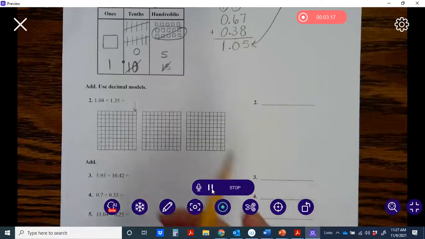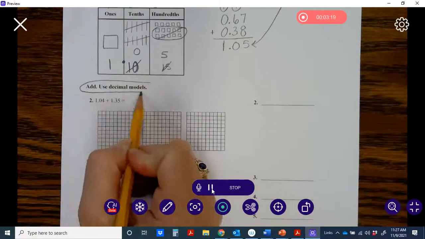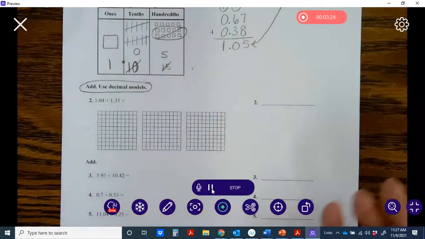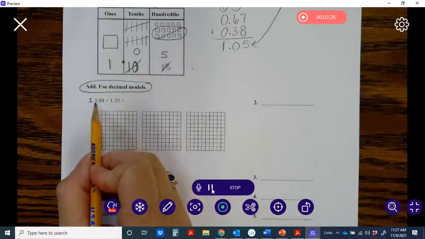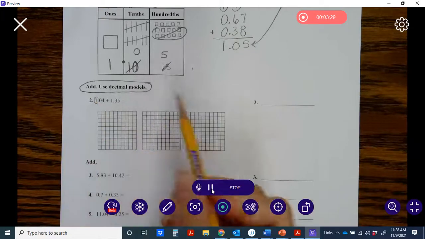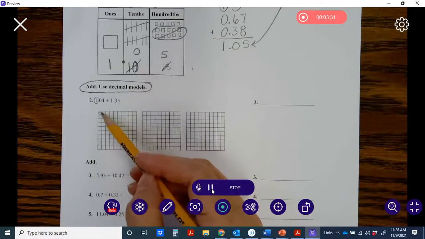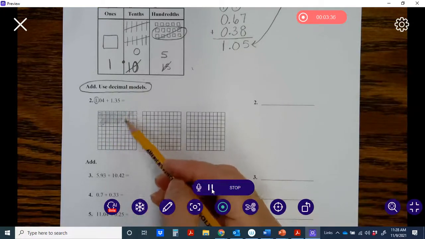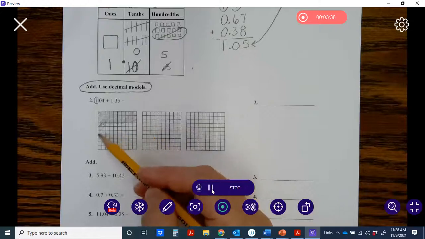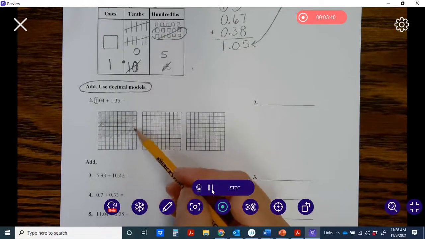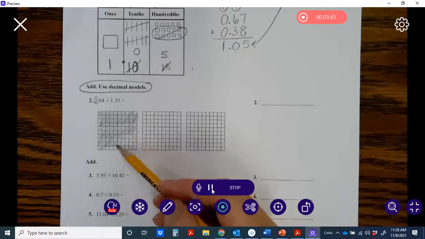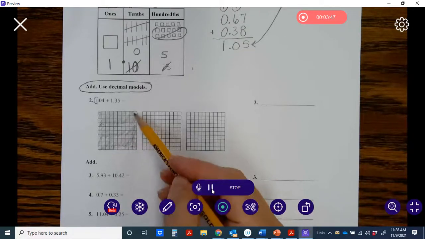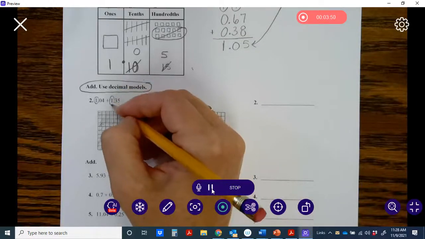Okay, our next set of directions say add. Use decimal models. All right, so here we have 1 whole flat. So we're going to color in 1 whole. We're going to shade it all in. Okay, and then we also have another flat.